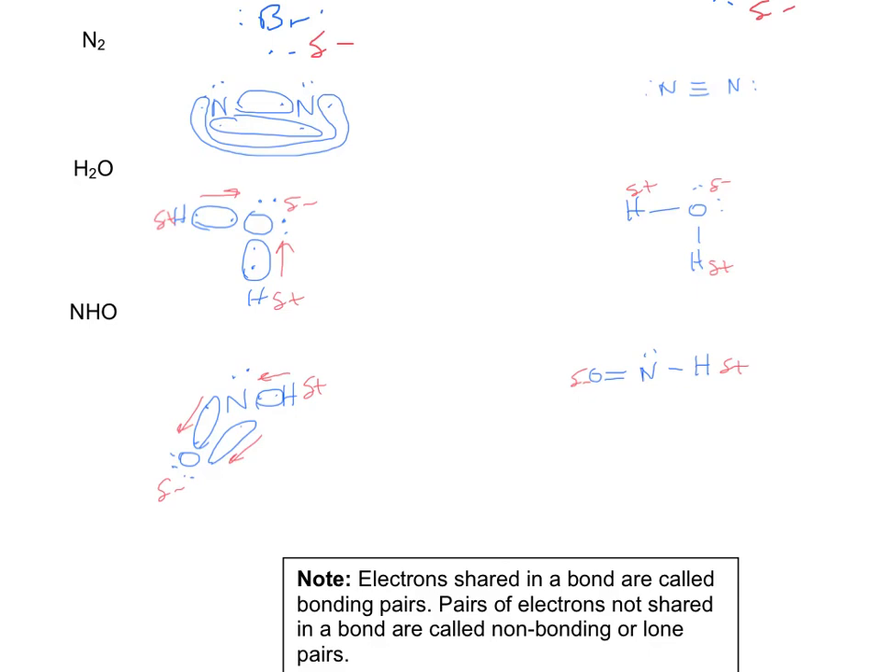Remember, the last step for drawing a molecular compound is to figure out what type of bonds you have using electronegativity and applying partial charges if needed. You need charges on the water molecule and the NHO molecule.